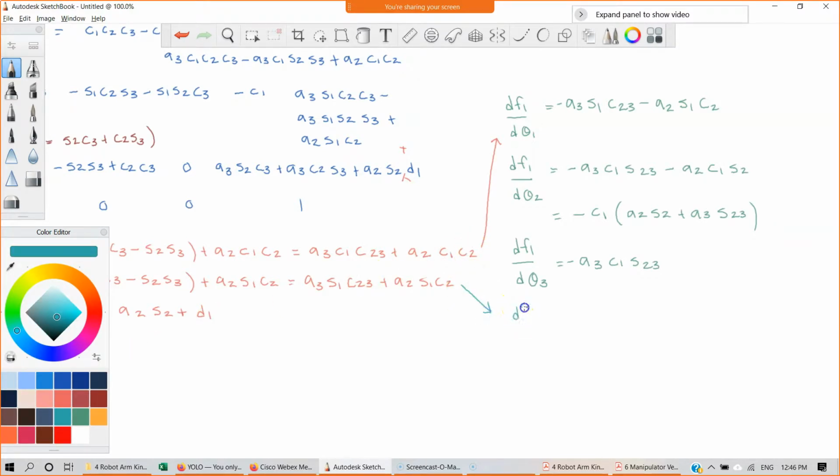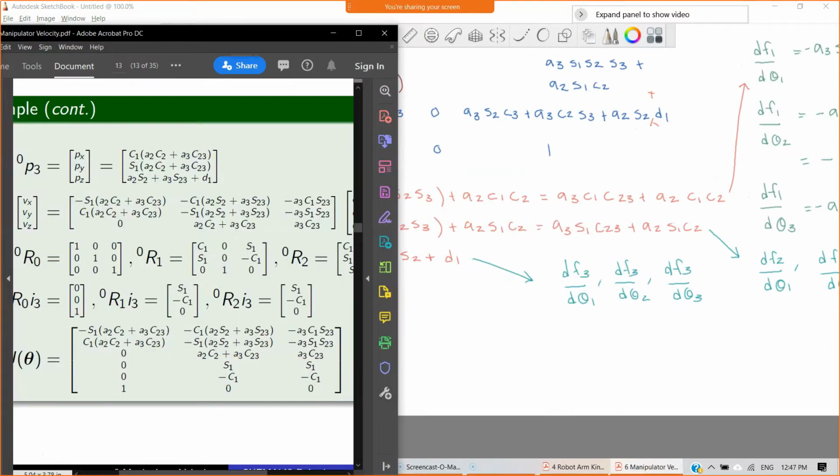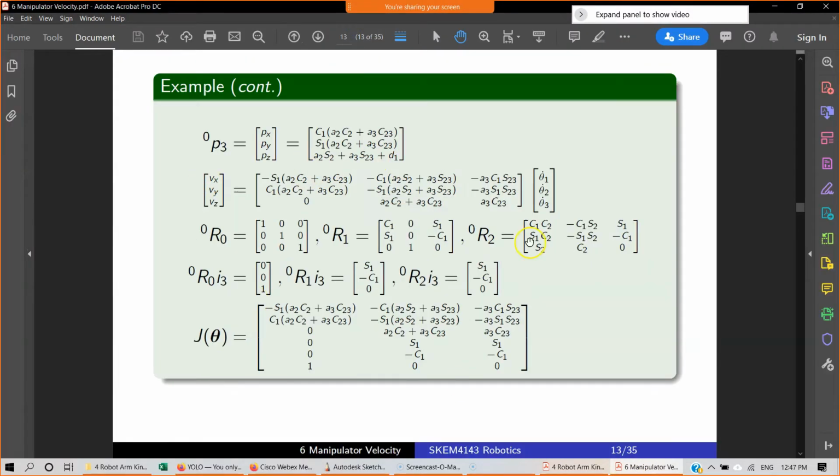You should compute df2 d theta 1, df2 d theta 2, df2 d theta 3. You also have to compute df3 d theta 1, df3 d theta 2, df3 d theta 3, right? So make sure you do that, and make sure your answer is the same as what is given here in the answer.